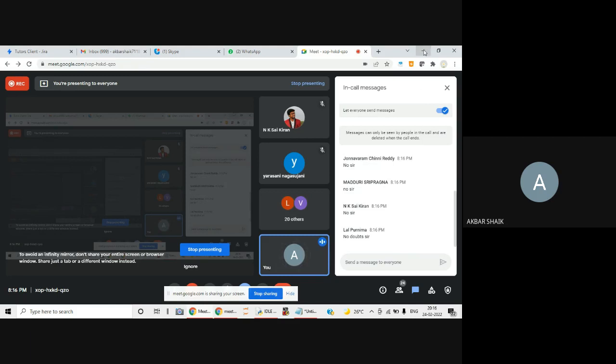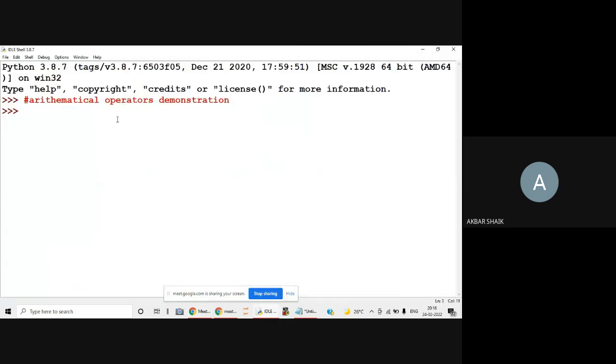Now we'll see one by one. Let me take two numbers. A is equal to 100, B is equal to 200. Simply I am going to perform all arithmetical operations. A plus B. A minus B, this is subtraction. A into B, this is multiplication. Next division, A by B.